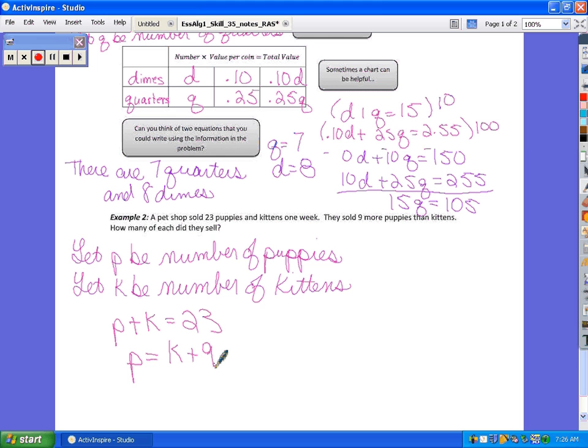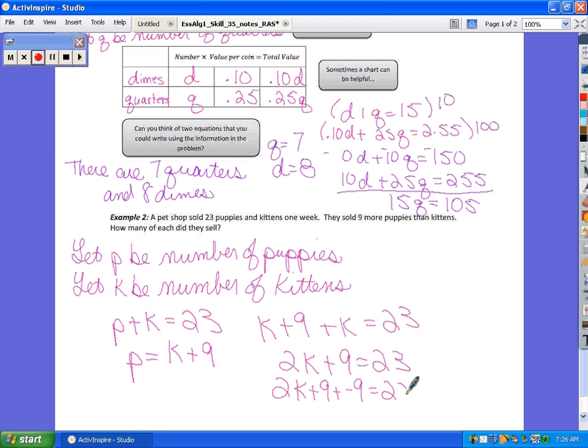Since this is already solved for one variable, this is going to be a little bit easier to do in one variable. So k plus 9 plus k equals 23, or 2k plus 9 equals 23. Keep solving that. Add a negative 9 to both sides. So I get 2k equals 14.